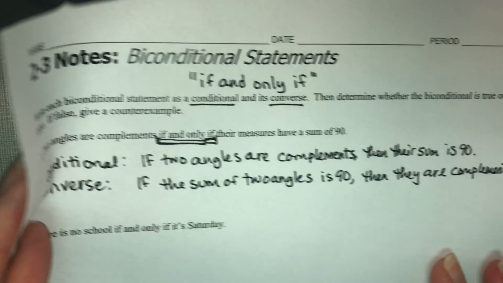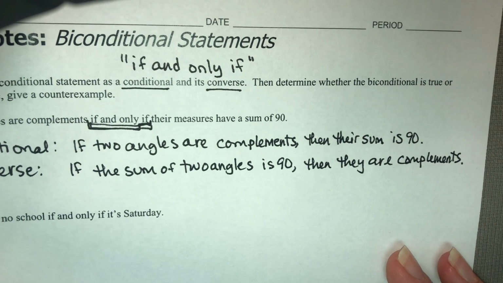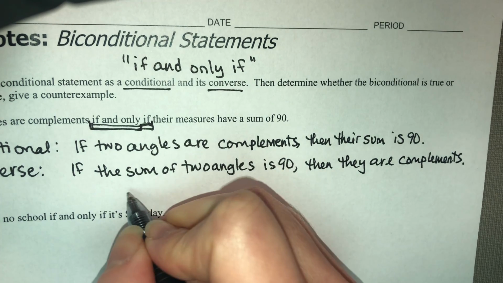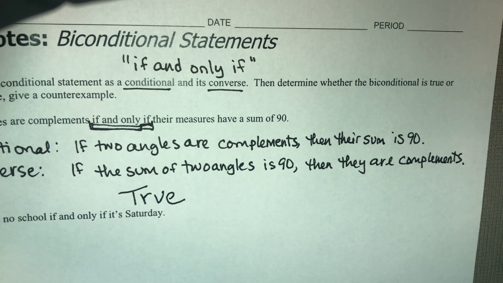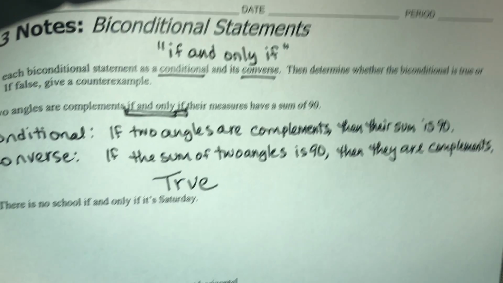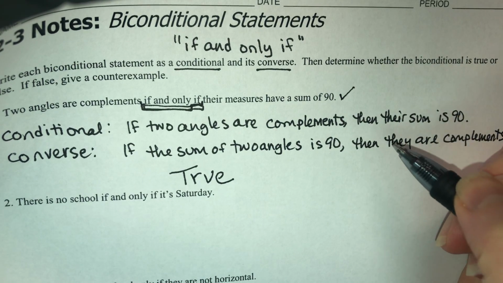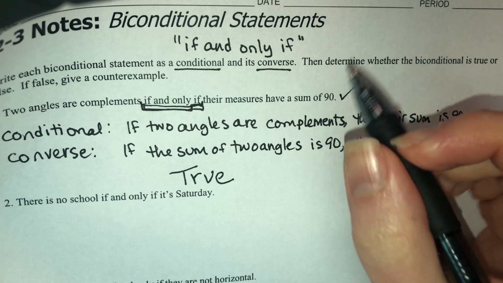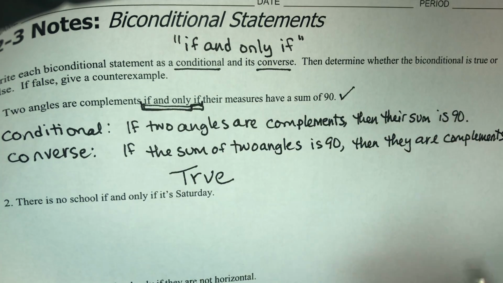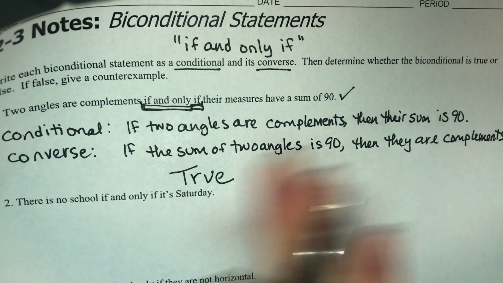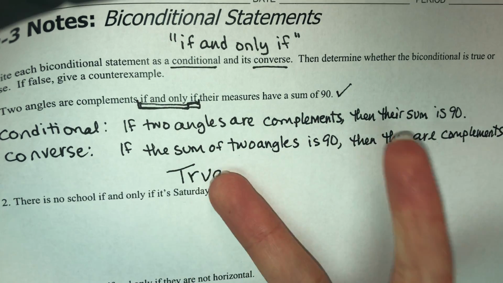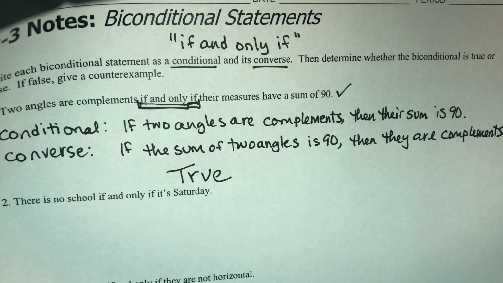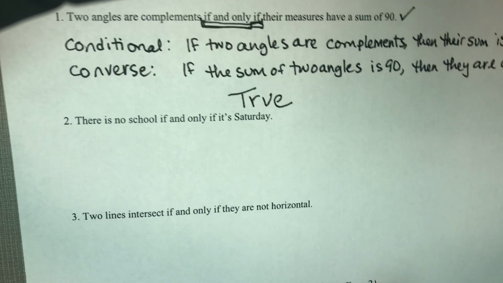If the sum of two angles is 90, then they are complements. That is also true. So since both the conditional and the converse are true, the biconditional statement is also true. This one that we started with is a true statement because both of these are true. So when we see the words if and only if, we need to evaluate it as a conditional and as the converse, with the hypothesis and the conclusion switching places. And if both of those are true, then our original biconditional statement is true.